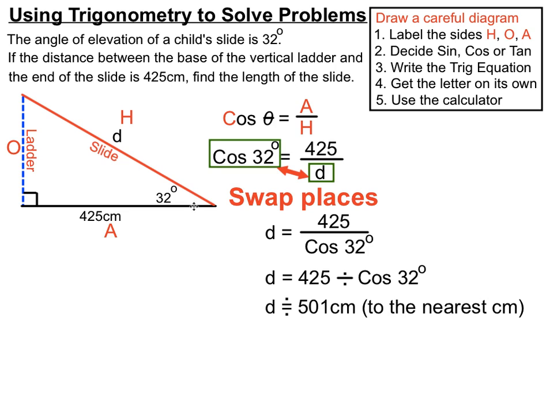So an interesting one, that's our special variation. When we follow the special order of our trig ratios, every now and again we get a letter on the bottom. We'll swap places to get the letter on its own in those questions. So once again, we'll just answer in the form of a sentence, and we were asked the question in the form of a sentence. We'll say as our sentence, the slide is 501 centimeters long.